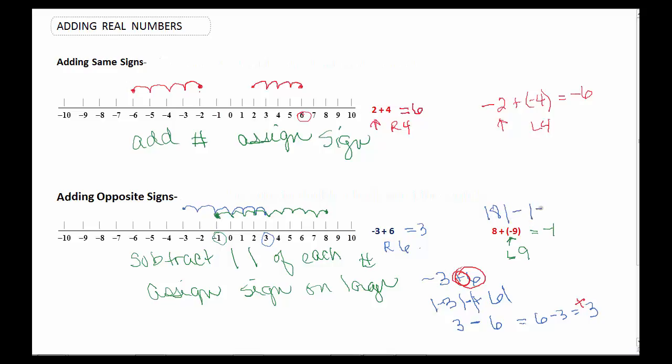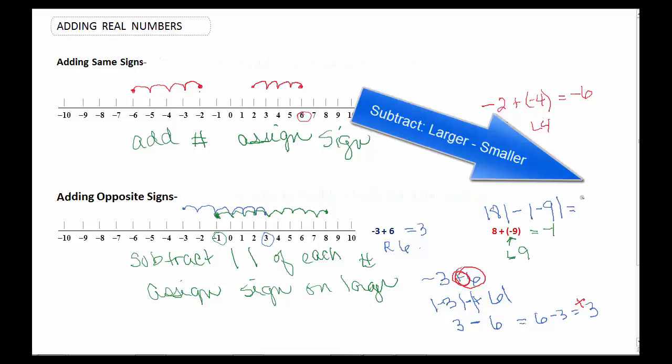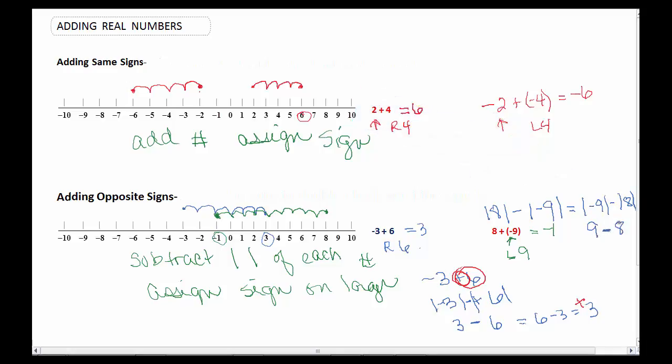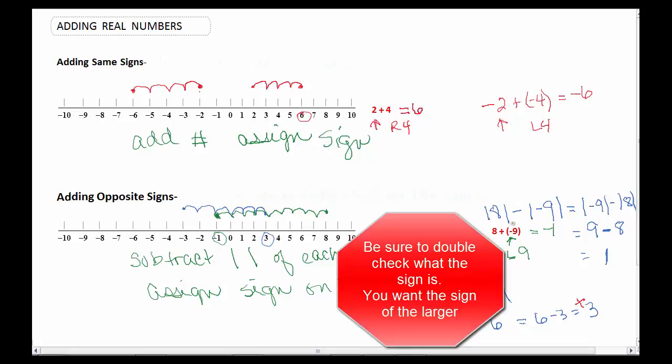If we look at the other example real quick, we had the absolute value of 8 minus the absolute value of negative 9. Although let's put the bigger number first. So the absolute value of negative 9 minus the absolute value of 8. The absolute value of negative 9 is 9, minus the absolute value of 8, which is 8. It's equal to 1, but again we have to see which was our bigger number. 9 was our bigger number, and it was a negative, so this is a negative 1.